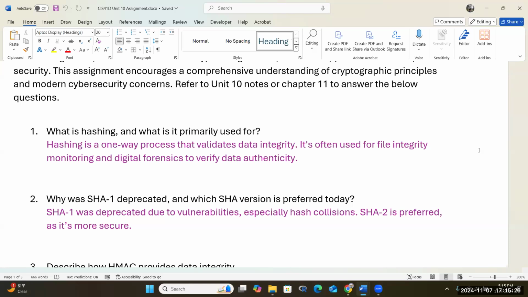So SHA-1 has been jeopardized. So we want to move on to the newer version, which is SHA version 2 or SHA-2. This is the preferred. And then you can refer to SHA version 3 and so on. But SHA-2 is commonly implemented because it is just better in security. It has less of a vulnerability.